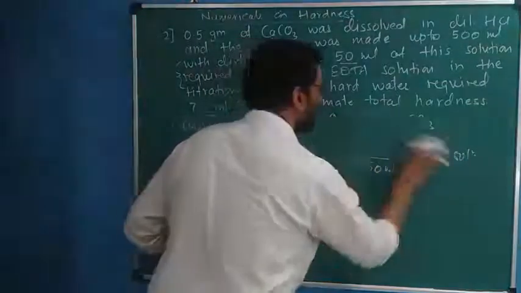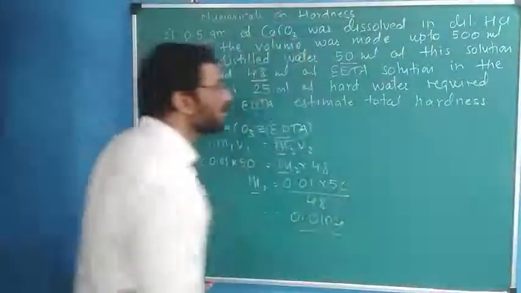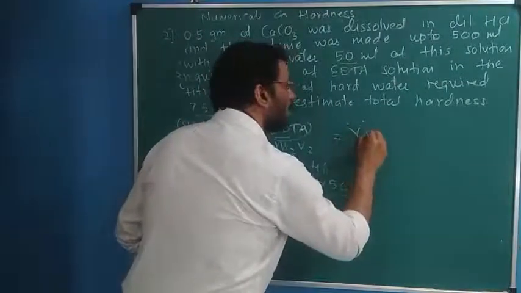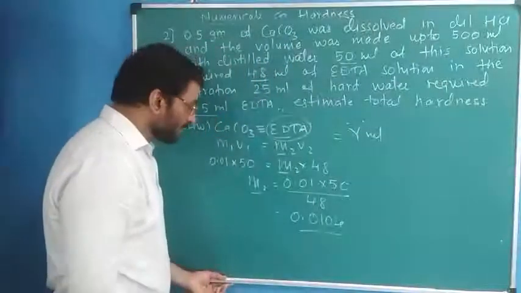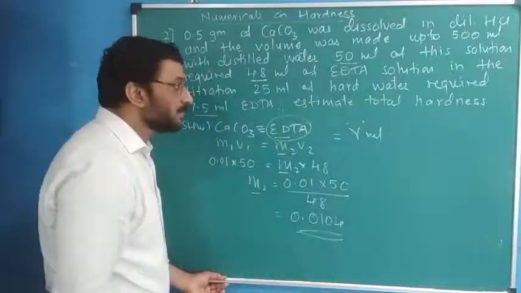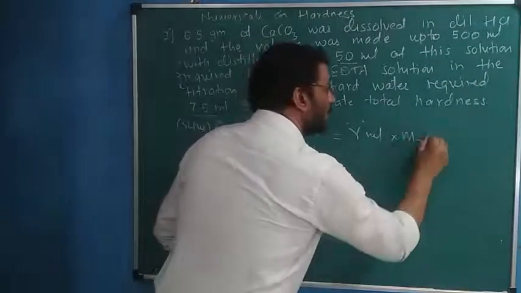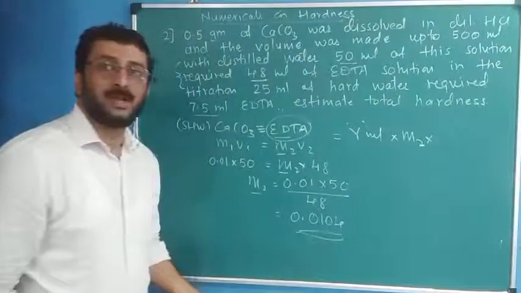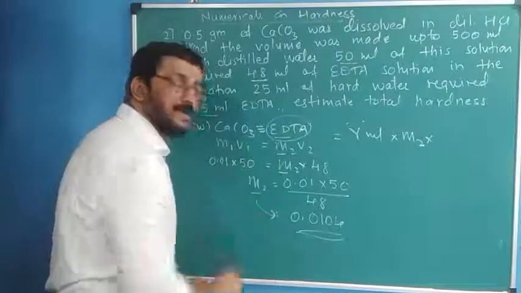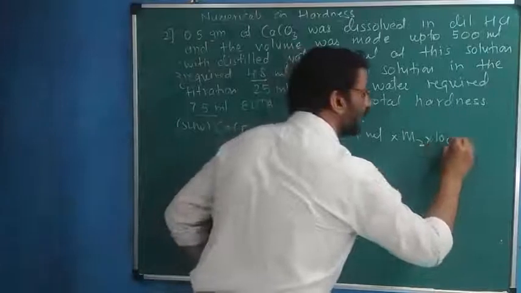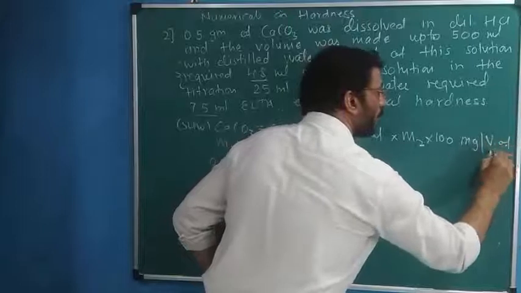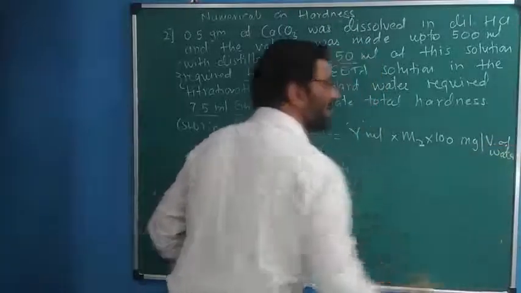Okay. Now the second part, you know what they have asked for. They have asked for total hardness. It will be equal to the volume of standard EDTA required. Now this EDTA is standard because we know the molarity of EDTA. So V into M2, number of times you have seen. M2 is the exact molarity of EDTA, into 100. Okay, this is in milligrams per volume of water we have used in the titration.